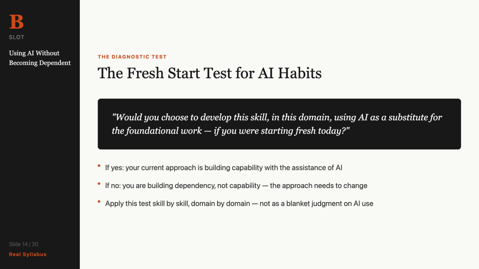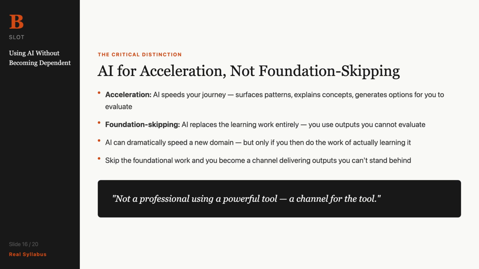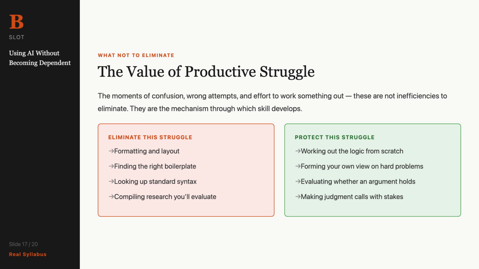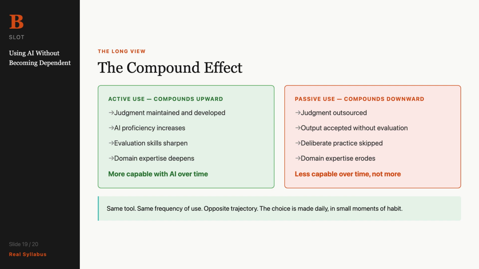The reason dependency feels like efficiency is that the output looks similar either way from the outside. You produce faster. You look productive. The cost is internal: reduced judgment, reduced ability to evaluate what AI gives you, reduced domain expertise. These accumulate slowly and become visible only when the tool is unavailable, when the output is wrong, or when a situation arises that requires understanding beyond what AI can provide.